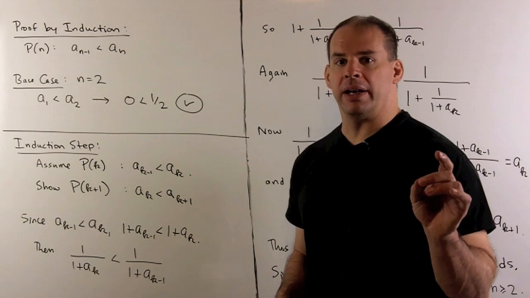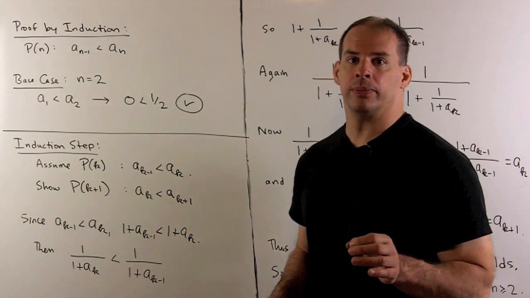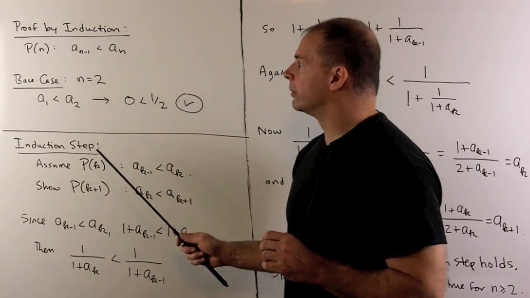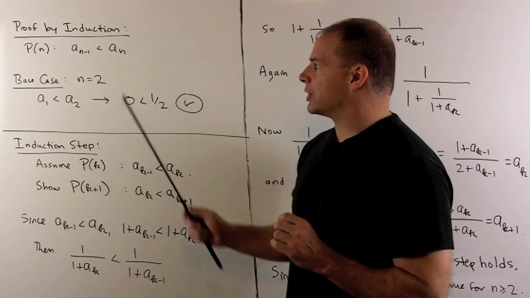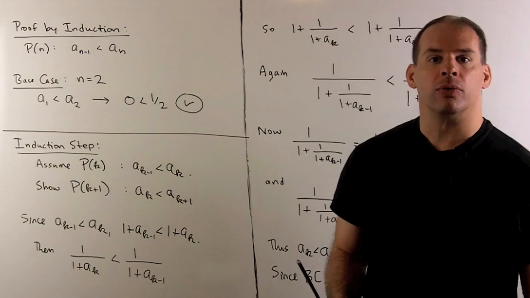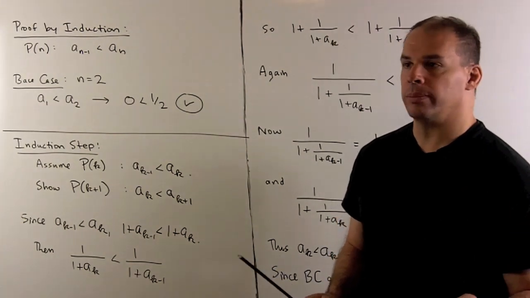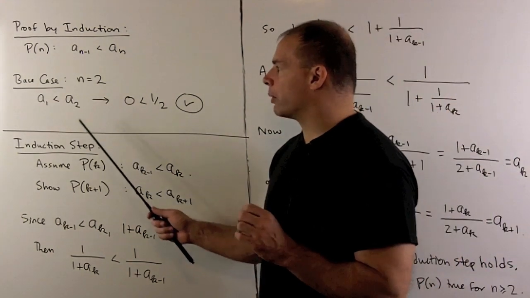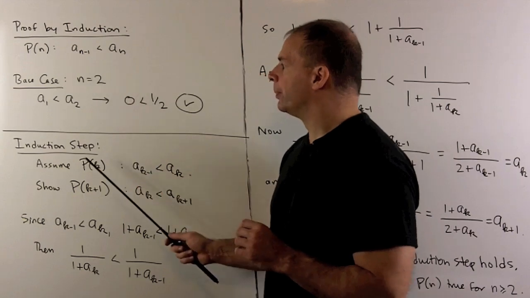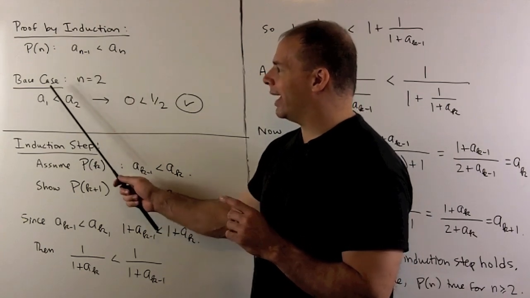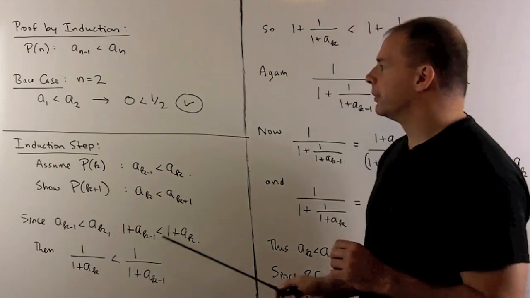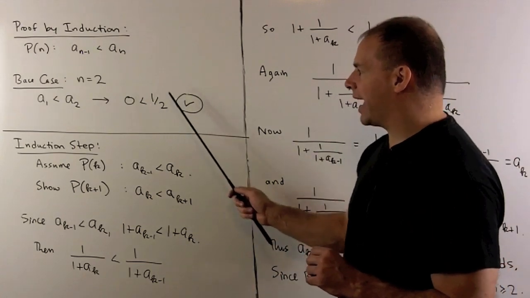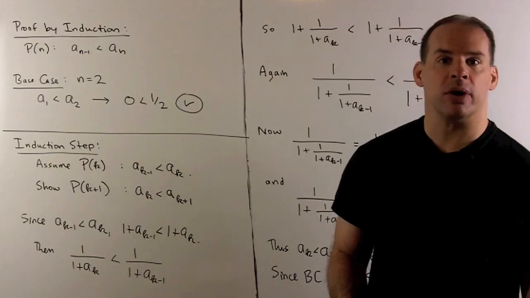Now let's go through our proof by induction step by step. Our statement, P of n, is given by a sub n minus 1 is less than a sub n for all n greater than or equal to 2. We start with our base case, n equal to 2. We want to show a sub 1 is less than a sub 2. We've already calculated those. So that was 0 less than a half, and that's true. So we have our base case.